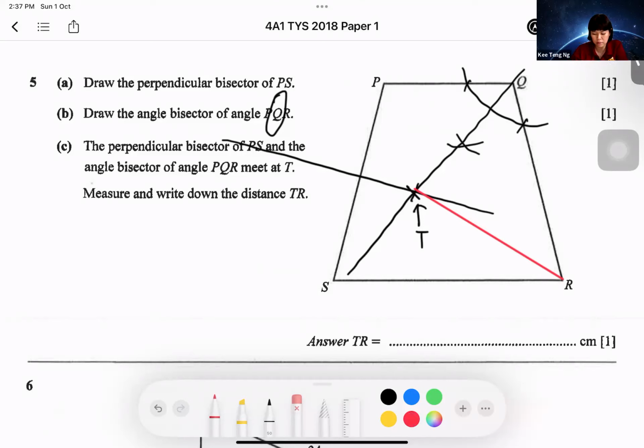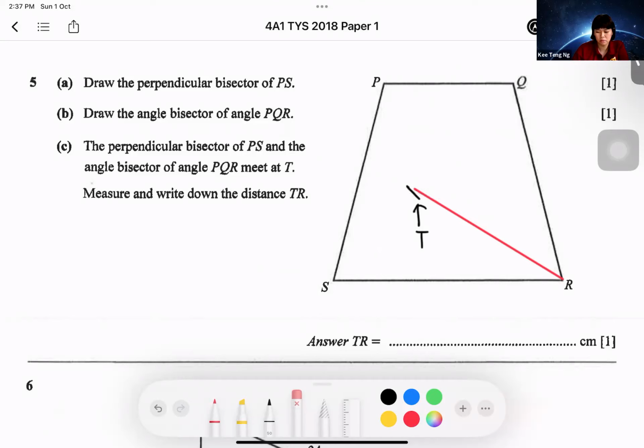Have you gotten the concept? Okay. Next question.